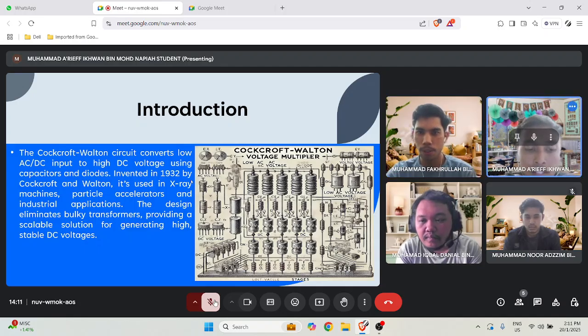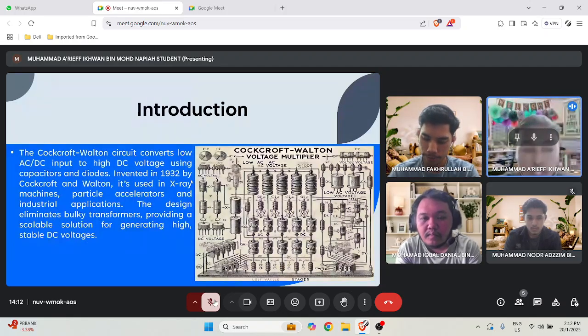For the circuit applications, it has a wide range of applications in both research and industry. For example, it is a critical component in particle accelerators and X-ray machines, where high DC voltage is essential. You will also find it in devices like cathode ray tubes, electrostatic paint, and laser systems. Even in photocopiers and medical imaging equipment, the Cockcroft-Walton circuit plays a vital role by providing the stable high voltage needed for their operation.